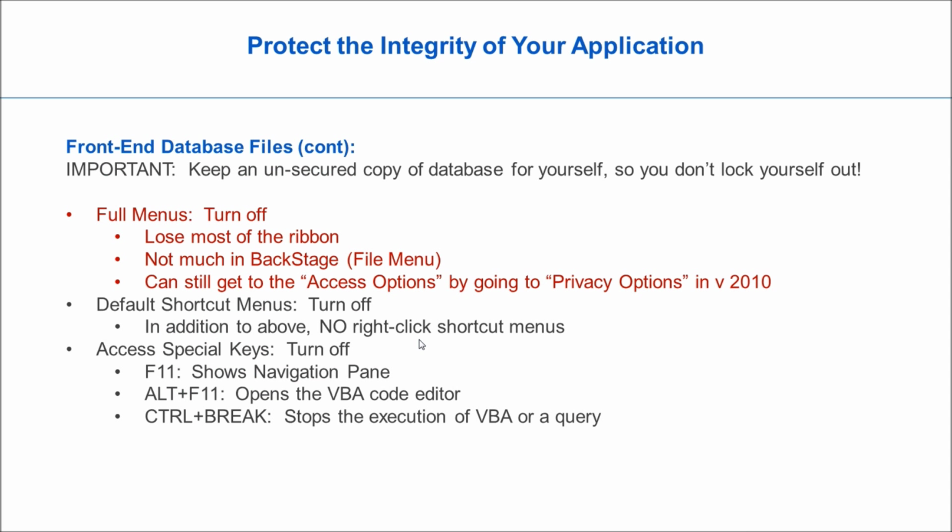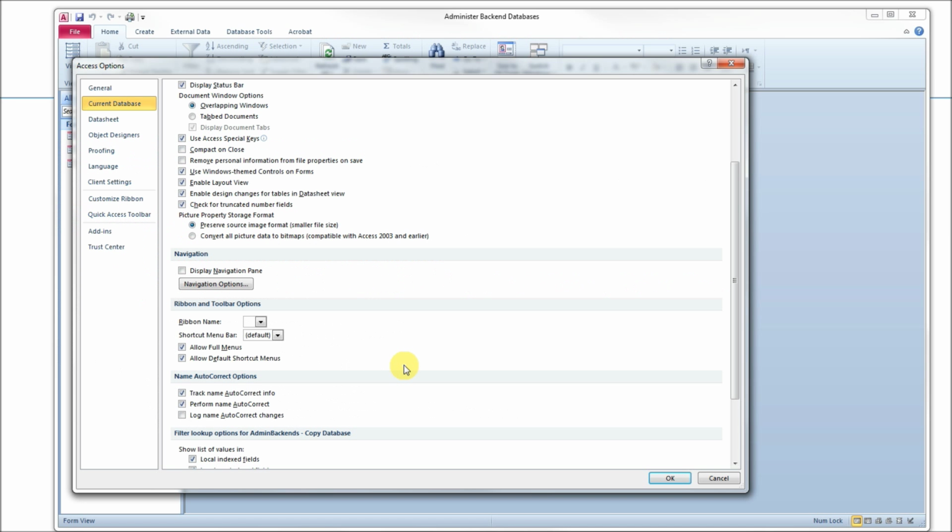The next thing we can do is turn off full menus. When we do this, we lose most of the items on the ribbon, and we will also lose access to that Access Options button we just clicked a minute ago. So over in our Access Options window, disallowing access to the full menus is this checkbox right here.